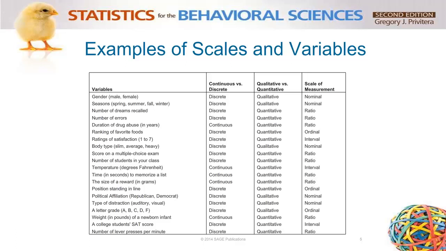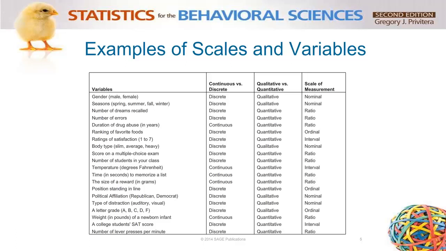So is that continuous or discrete? You have to ask yourself, are there limited values that this could take, or could it be any number of values? And so, of course, gender is typically male, female, so that will be a discrete variable.